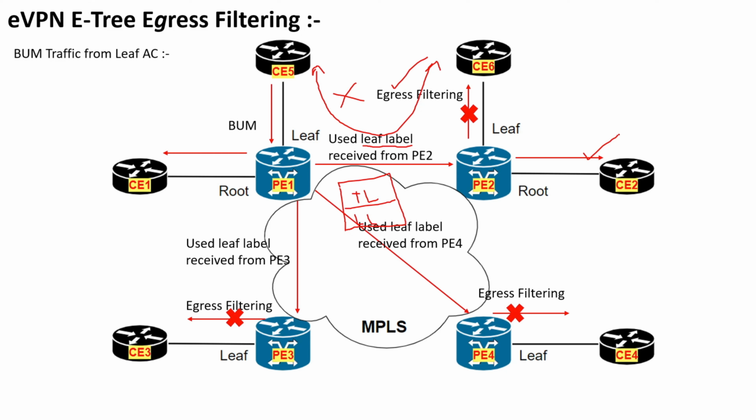We could have dropped it at the ingress level itself, but we don't have any criteria to figure out for the BUM traffic whether it is going to the leaf or root. For the unicast frame, we know based on the destination address, but BUM traffic is just pushed into the network and gets replicated in the network. Hence, at the ingress device, we don't have any control, and we have to filter it out at the egress device. Hence, we have to use egress filtering here, and ingress filtering is not possible in this scenario.